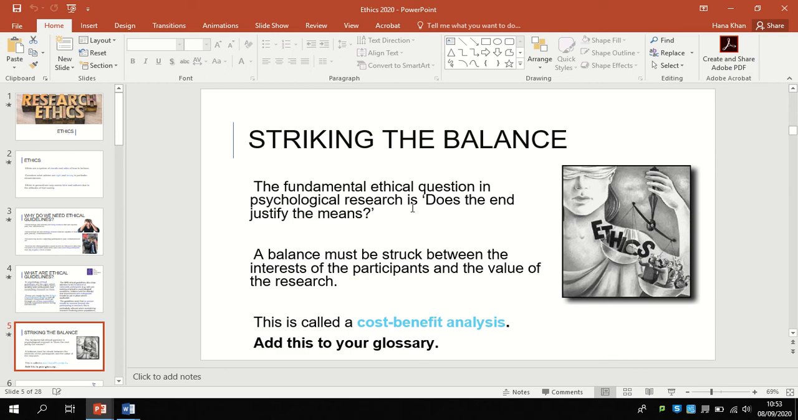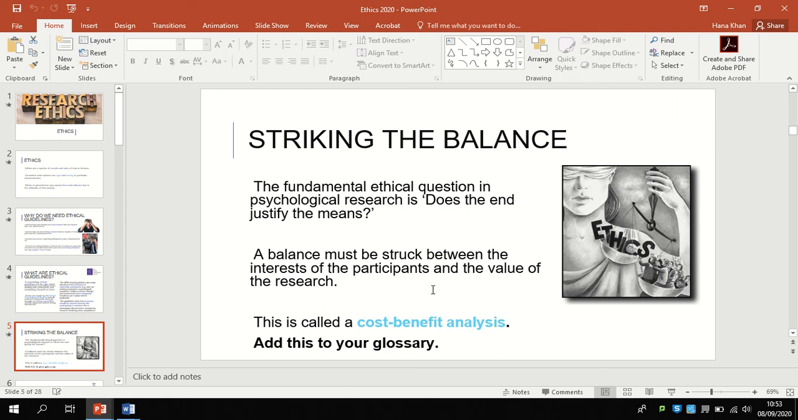Now, why do we break ethical guidelines sometimes? It says here we need to strike the balance. The fundamental ethical question in psychological research is, does the end justify the means? Basically, does the end result justify how we've actually got there? A balance must be struck between the interests of the participants and the value of the research. This is called a cost-benefit analysis. This says add this to your glossary, so just make a note of this somewhere.